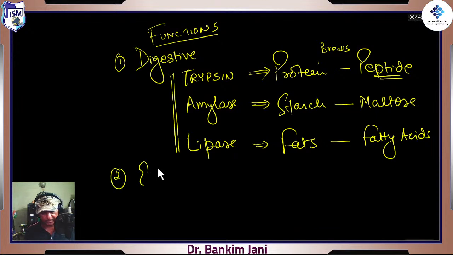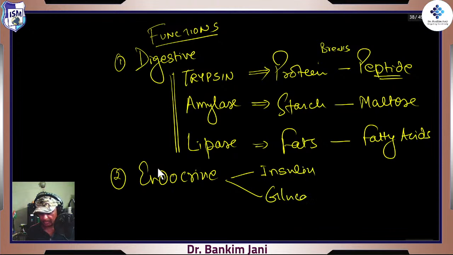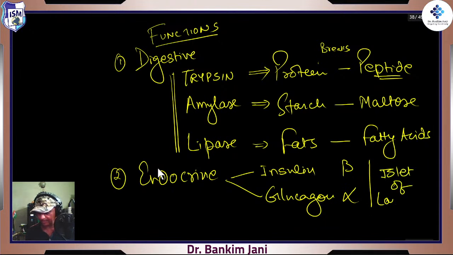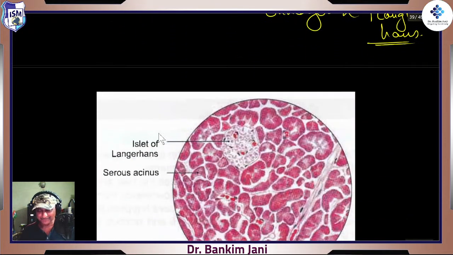Second, it has the endocrine function. You know it so well, right? It is insulin and glucagon. Islets of Langerhans, these are the beta cells, these are the alpha cells, both from the islets of Langerhans. And one more name. Okay.